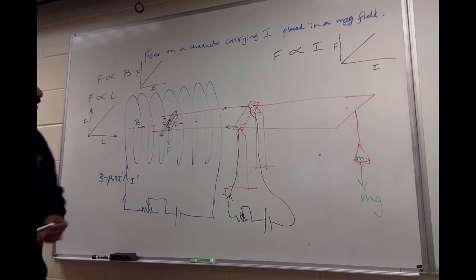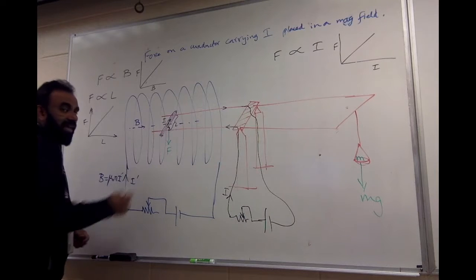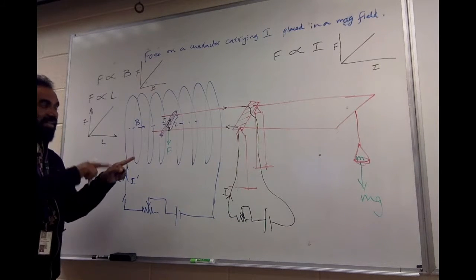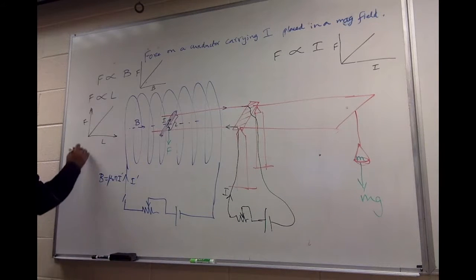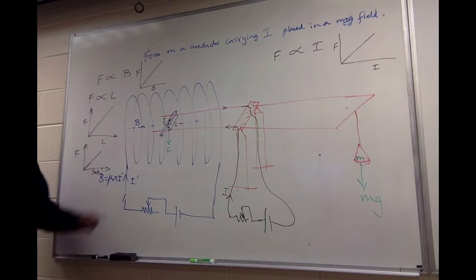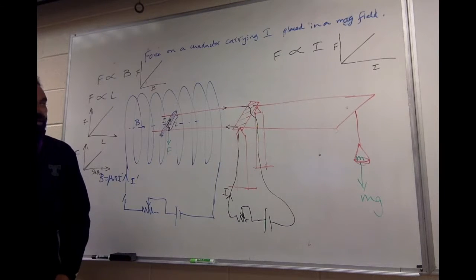So when you have an angle involvement, if the angle is 0, there won't be any force. If the angle is 90, it gets a maximum force. So F is proportional also to sine theta. And sine theta goes from 0 to 1. So F is proportional to that. So the angle is an important thing as well.